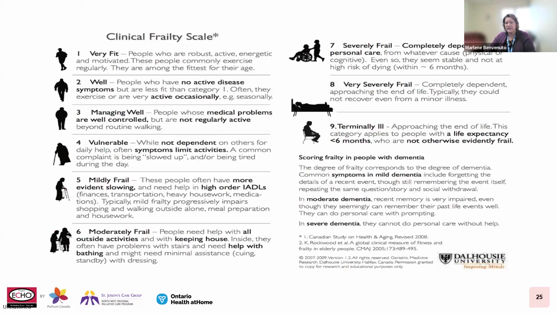The clinical frailty scale, that's a good visual scale. 1 being very fit, 8 being very severely frail, and 9 having a life expectancy of less than 6 months. I think a lot of nursing homes use this one. At least they did when I worked in a nursing home, but that was many moons ago.